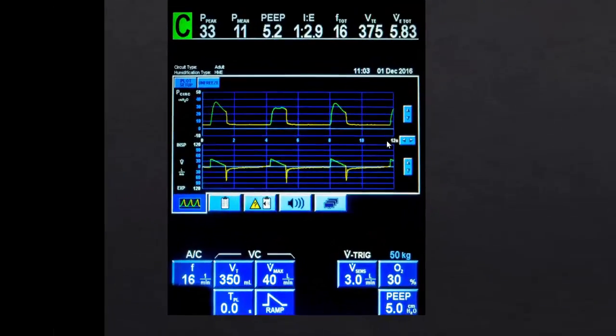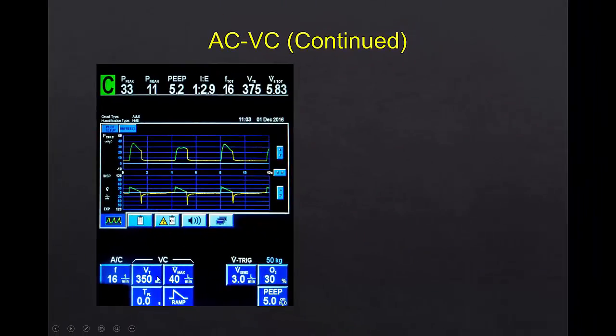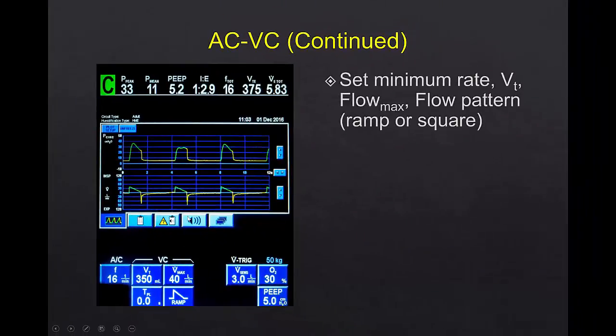So here's an actual graph of the same mode I just went over, AC-VC. This is a traditional ventilator mode that's been around for at least 30, 35 years. So what happens here is we pick a tidal volume of 350 and we actually pick the flow pattern. We pick the peak flow at 40 liters a minute, and we pick the type of flow, which in this setting is a ramp flow. The flow goes from 40 liters a minute down to 0 liters a minute. The actual flow pattern and the tidal volume do determine the amount of time it takes to get the tidal volume in.